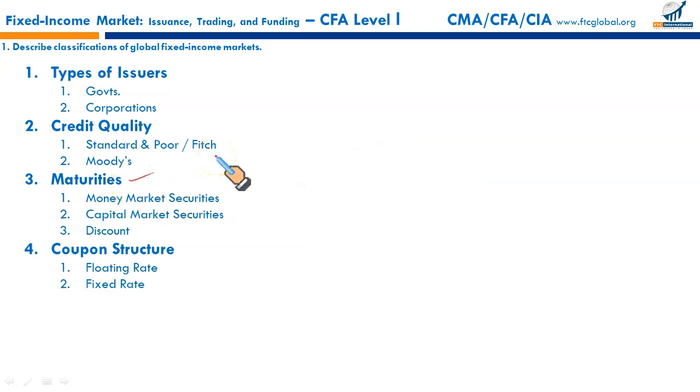Then the third is bonds can be classified with regard to the maturities, original maturities, when the bonds were originally issued. If a fixed income security has a maturity of less than 1 year, such a security is called money market security, like US Treasury bills, commercial paper, negotiable certificate of deposit. We'll discuss these in our subsequent slides. Then the fixed income security that has original maturity of more than 1 year, such securities are called capital market securities.